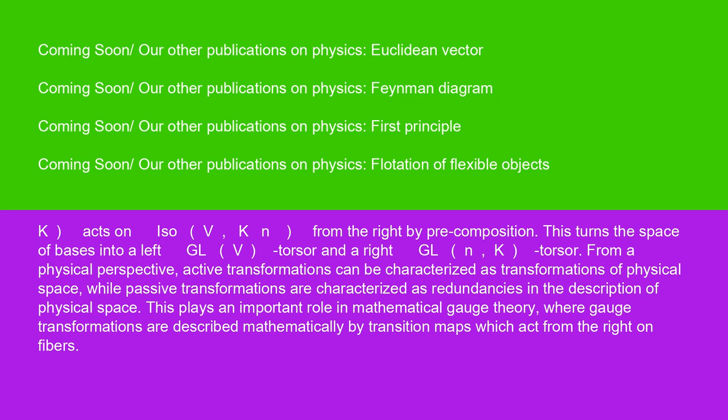From a physical perspective, active transformations can be characterized as transformations of physical space, while passive transformations are characterized as redundancies in the description of physical space. This plays an important role in mathematical gauge theory, where gauge transformations are described mathematically by transition maps which act from the right on fibers.